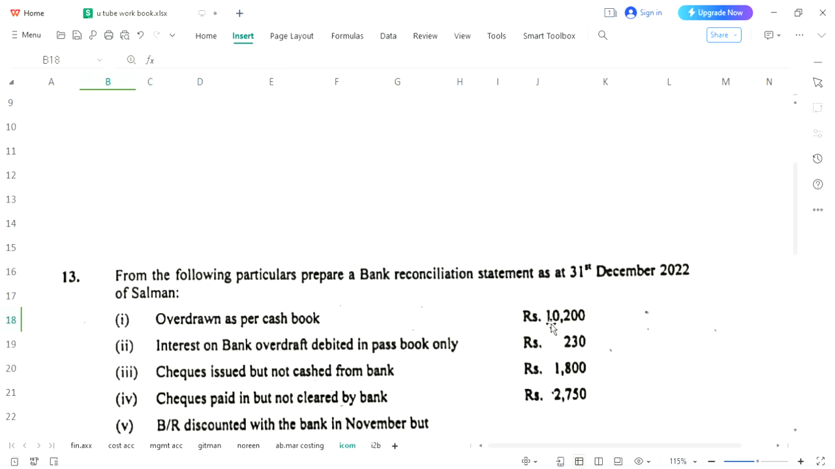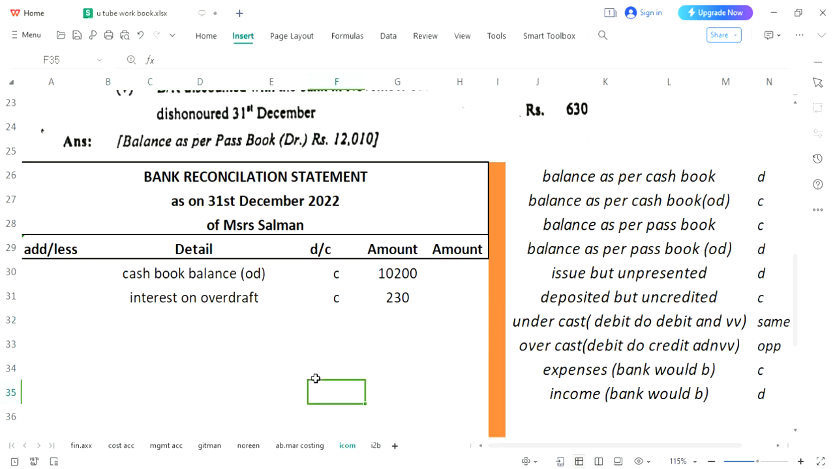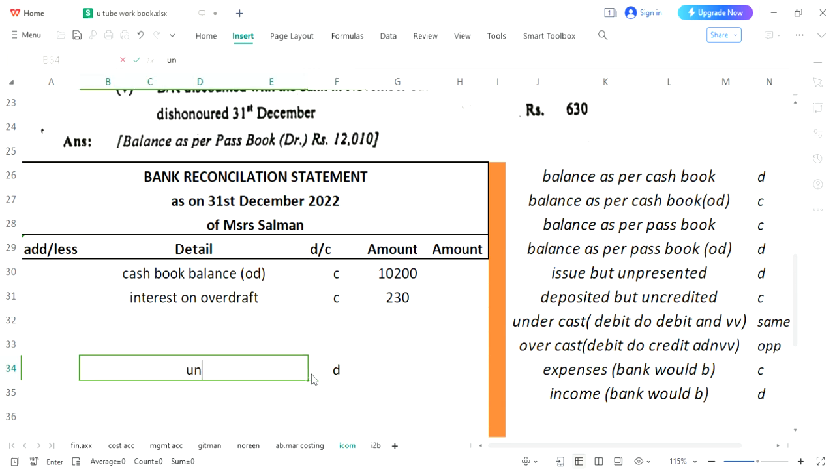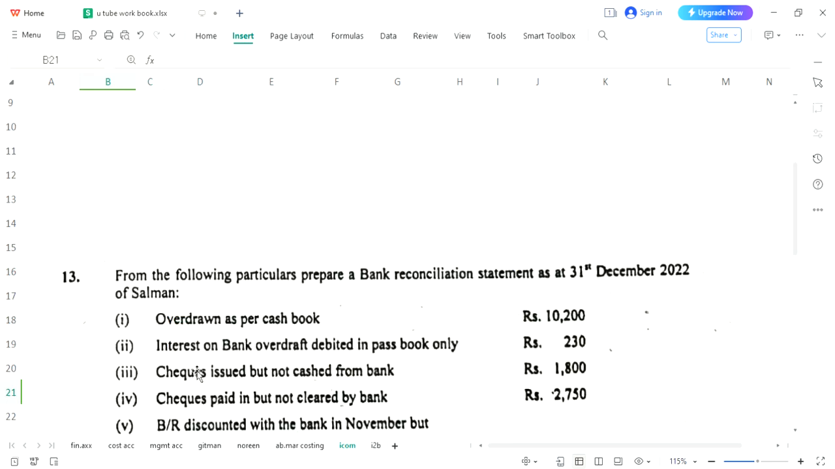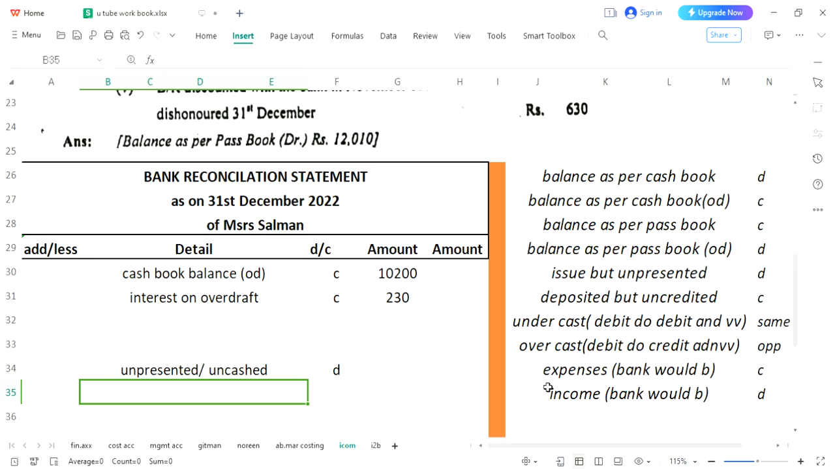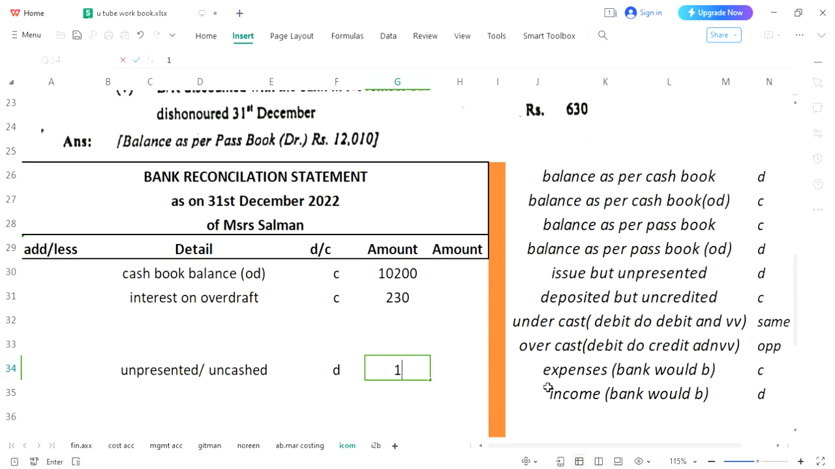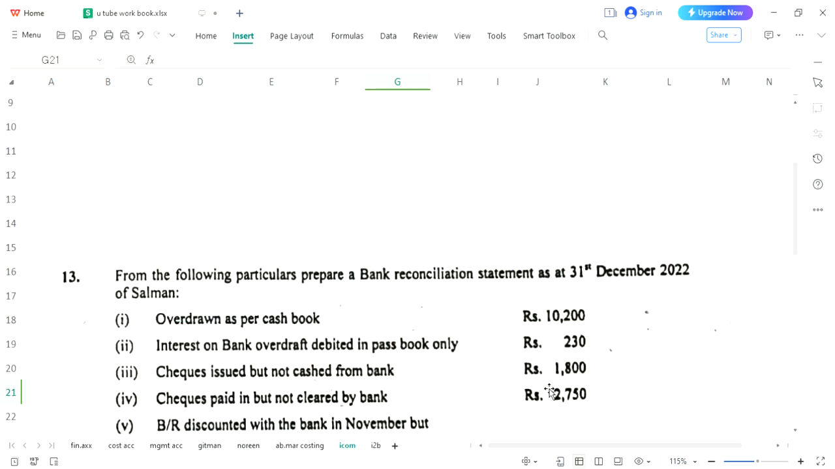Alright guys, now the next entry is checks issued. What do we search in issued? Not presented. And it has been written not cashed. Not cashed should be written on the debit side. Just write down debit, and this is unpresented, or the exact name written is uncashed. Under issued checks, if cash is not being received, it means it is unpresented. Names can be different: not cashed, uncashed, dishonored, returned. Amount is 1800. On the debit side, let's put 1800. In this way, our entry has been completed.